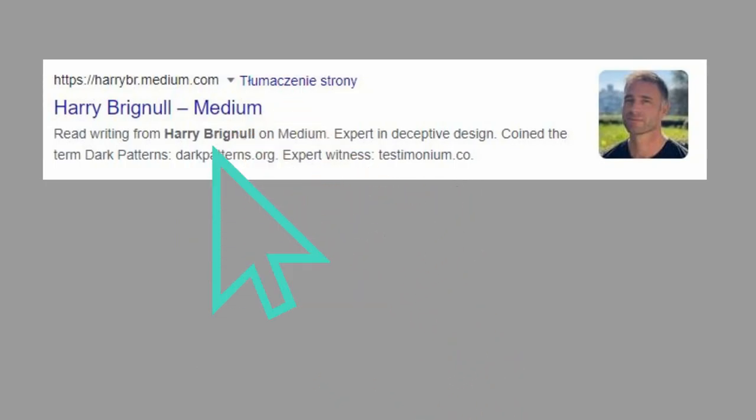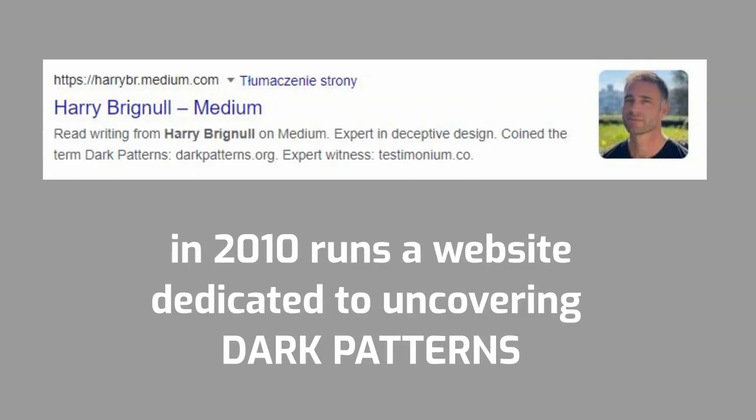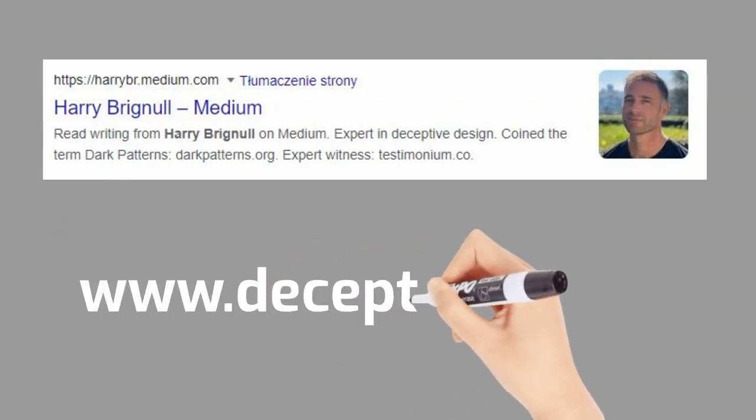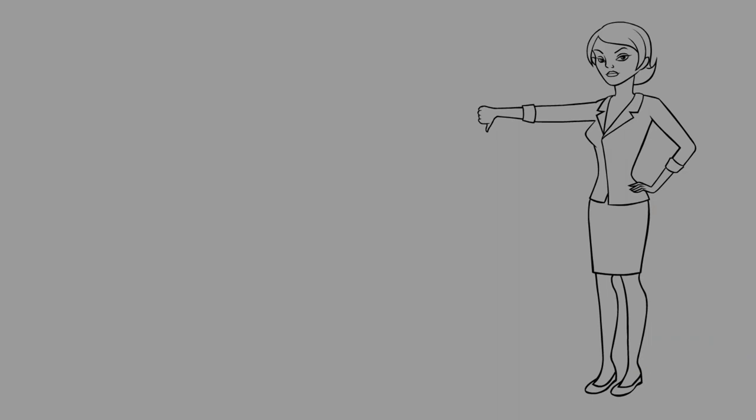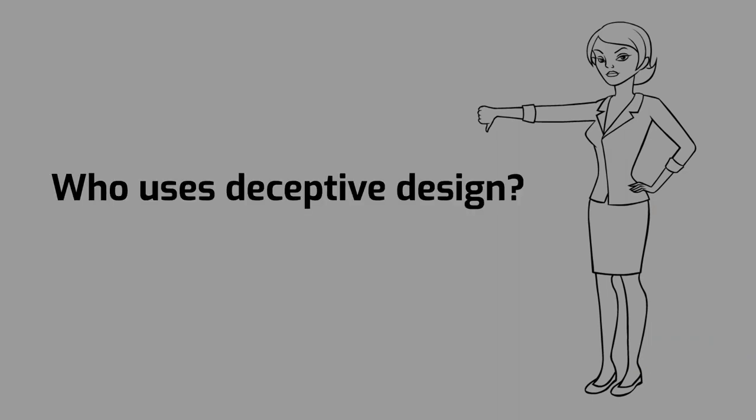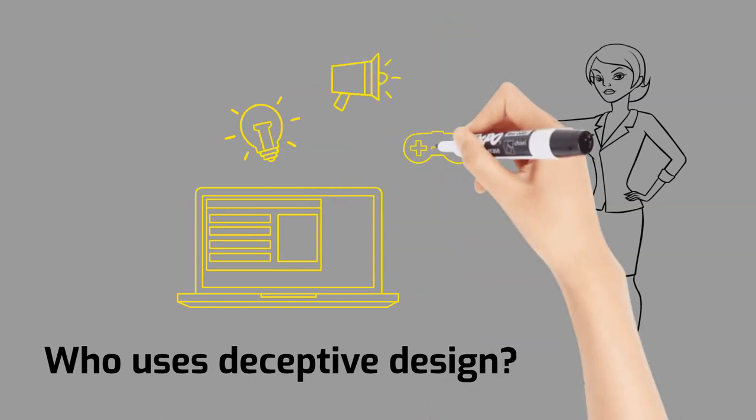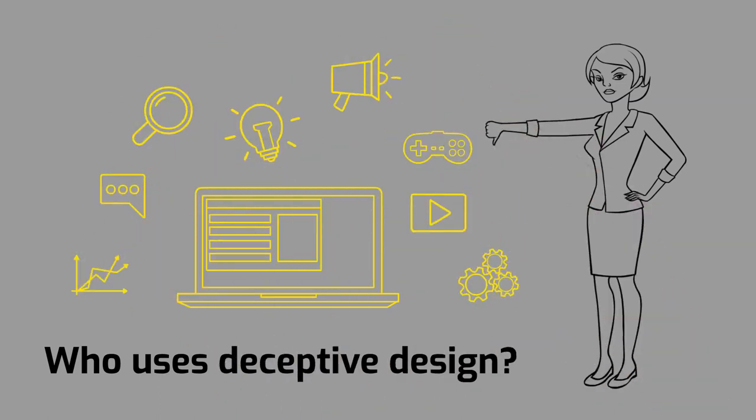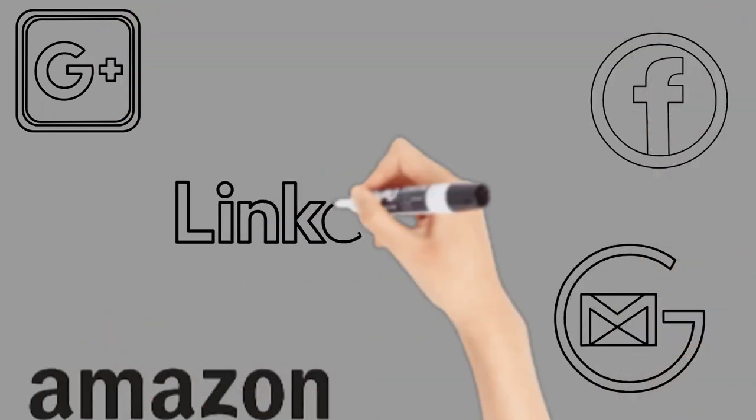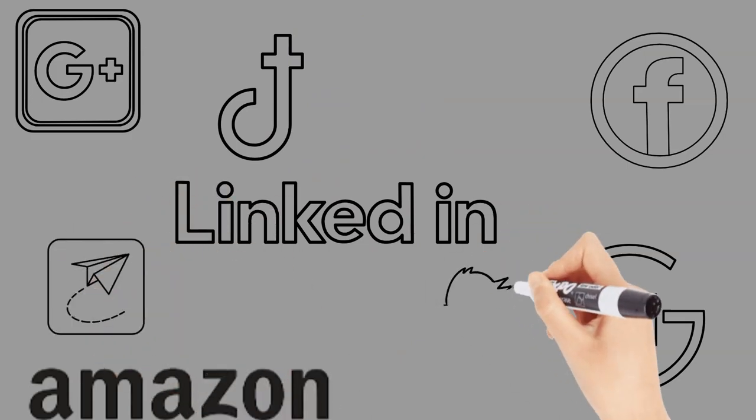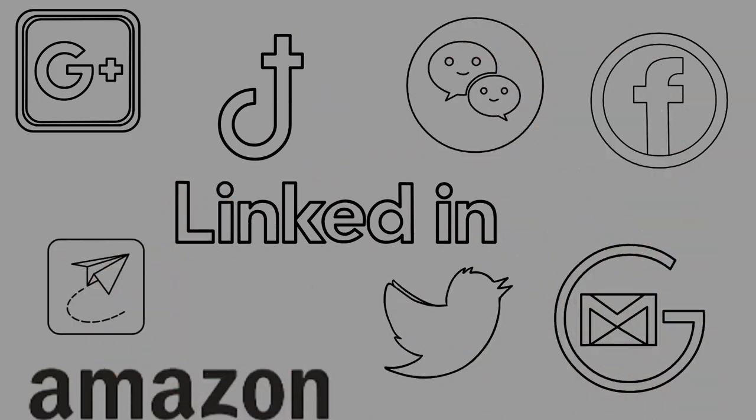In 2010, Harry Brignull, an independent user experience consultant, coined the term and runs a website dedicated to uncovering deceptive design, also known as dark patterns. Who uses deceptive design? Companies use dark patterns because they work in the short term. Dark patterns ultimately don't work in the long term because they destroy customer loyalty. Deceptive design is a rapidly growing area of research in the fields of human-computer interaction and law.